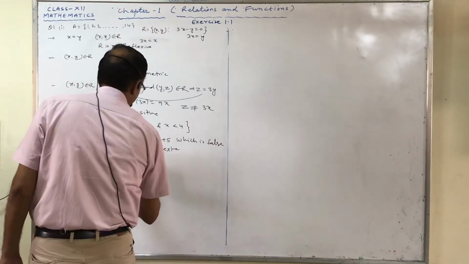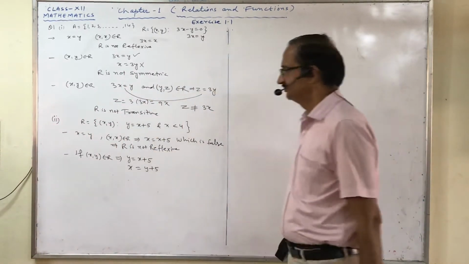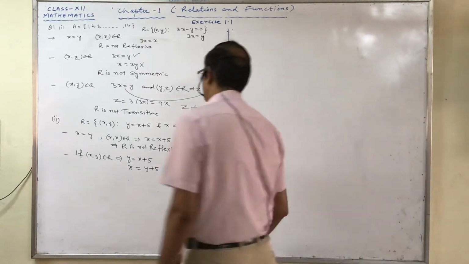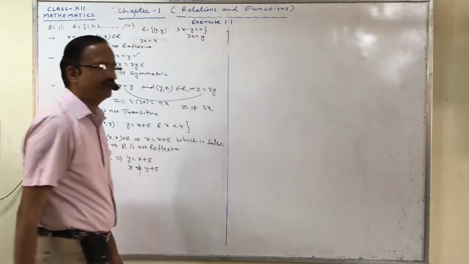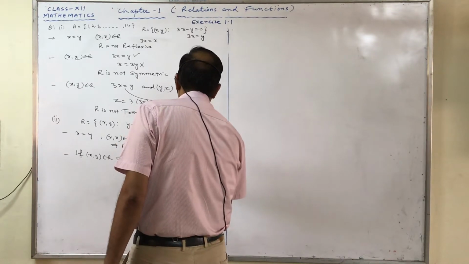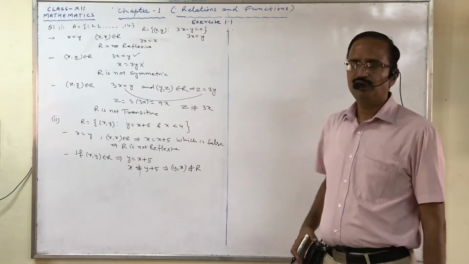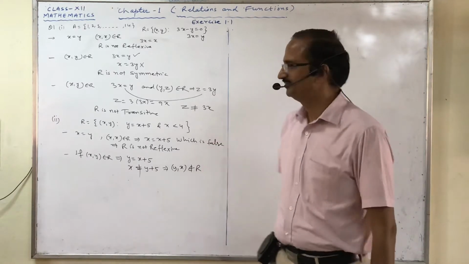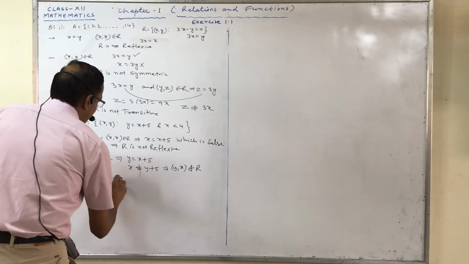So is it possible that we can write x equals y plus 5? X also exceeds y by 5? No. This is false. It means x is not equal to y plus 5, and this implies that (y, x) does not belong to R. It means y is not related to x. Only x is related to y, y is not related to x. So R is not symmetric.